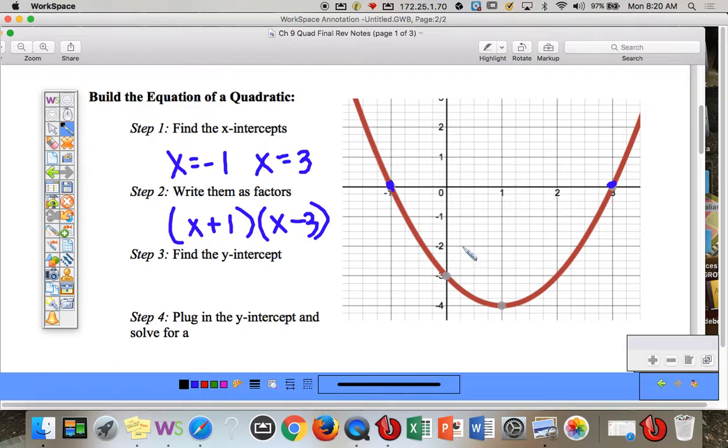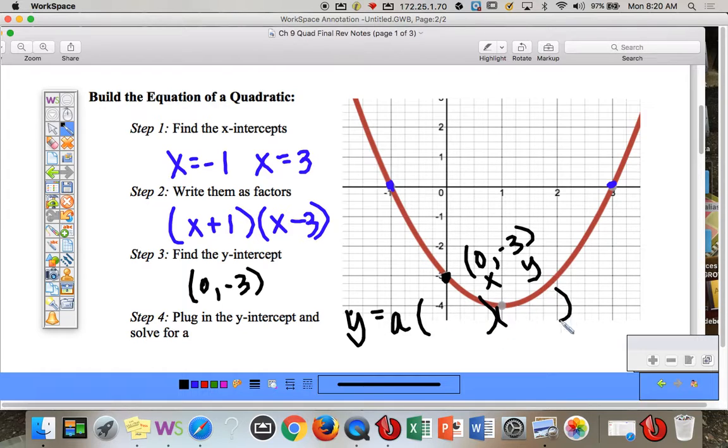Let's find a point to plug in. And so here's the y-intercept, at 0, negative 3. This is an x and a y value. We're going to plug in the y-intercept and solve for a. So here's our equation. Y equals an a value, which makes our graph wider or more narrow, and we have our factors, x plus 1, x minus 3. We're going to plug in for x and y. So wherever I see a y, I'm going to put a negative 3. We don't know what a is, so we're going to leave that a.